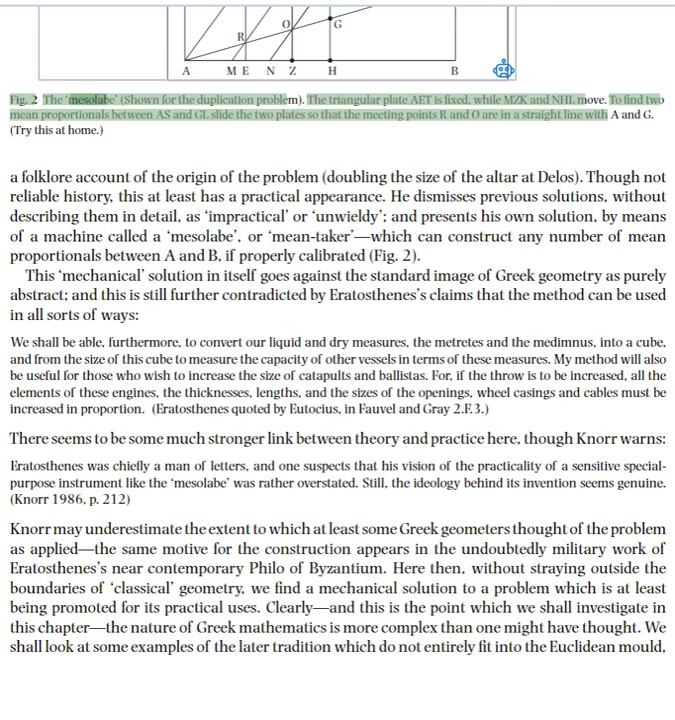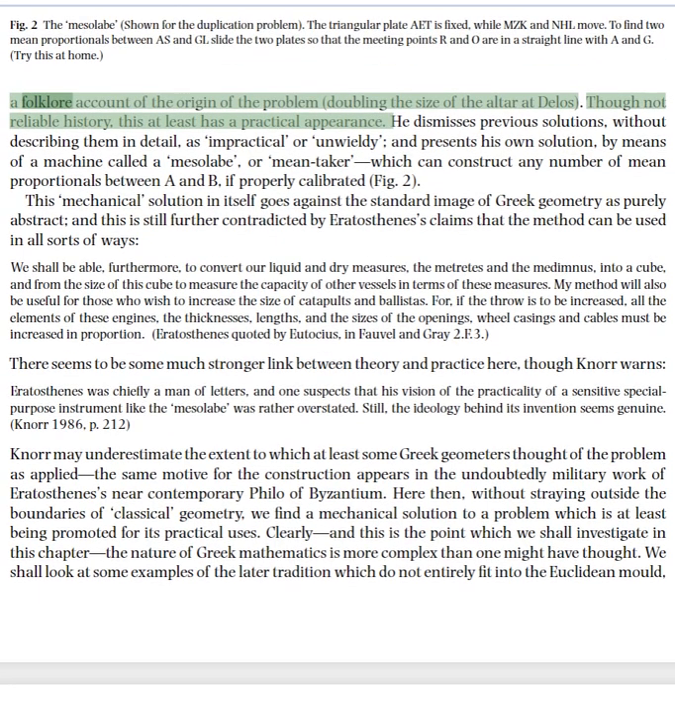Figure 2 The mesolabe. The triangular plate AET is fixed, while MZK and NHL move. To find 2 mean proportionals between AS and GL, slide the 2 plates so that the meeting points R and O are in a straight line with A and G. A folklore account of the origin of the problem. Though not reliable history, this at least has a practical appearance.